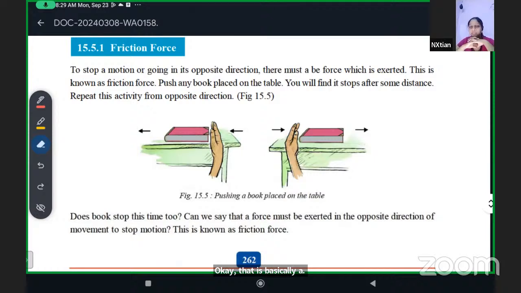Can anyone give me an example? Yes, Simran, you want to give an example of a friction force? Anything?